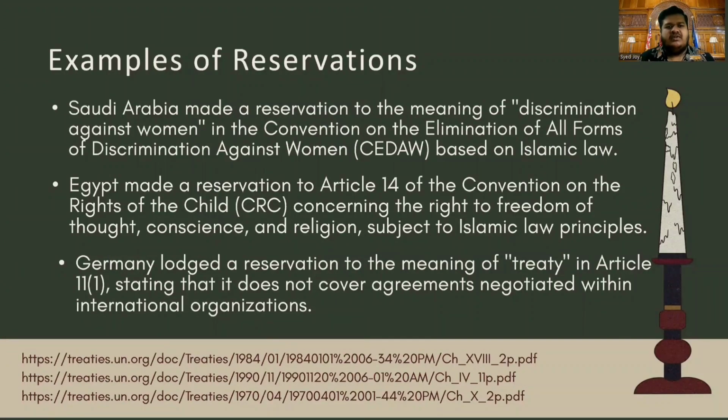Let's look at some examples of reservations. Saudi Arabia made a reservation to the meaning of discrimination against women in the Convention on the Elimination of All Forms of Discrimination Against Women, based on Islamic law. Egypt made a reservation to Article 14 of the Convention on the Rights of the Child (CRC) concerning the right to freedom of thought, conscience, and religion, subject to Islamic law principles. Germany lodged a reservation to the meaning of treaty in Article 11(1), stating that it does not cover agreements negotiated within international organizations.